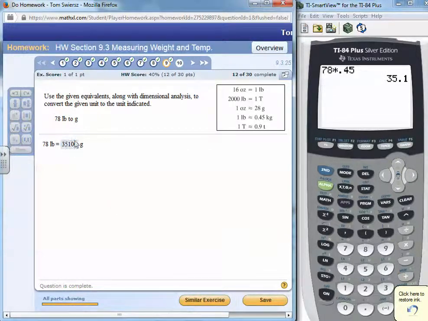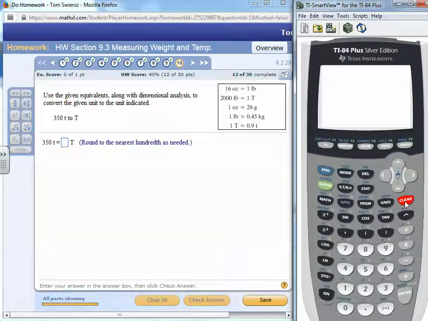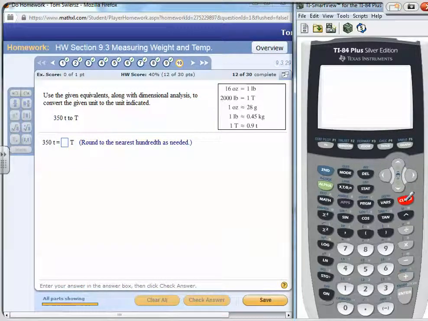All right, very good. Number 10, convert 350 metric tons, small t, to an English ton, capital T. So again, here we have 350 small t. Our conversion is what? The capital T for English ton is 0.9 metric tons.